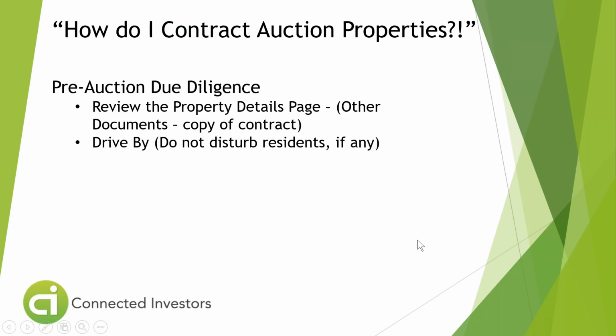Now, the second thing you want to do, not necessarily in this order, but probably, is you want to drive by the property if you're in close proximity. Now, keep in mind, auction.com asks you, please do not disturb the residents, if any. If there's residents there, you don't want to disturb them. So you can drive by there, take a look at the outside of the property. Now, if the property is vacant, you might even be able to get inside of it. But in this situation, make sure you don't disturb the residents.